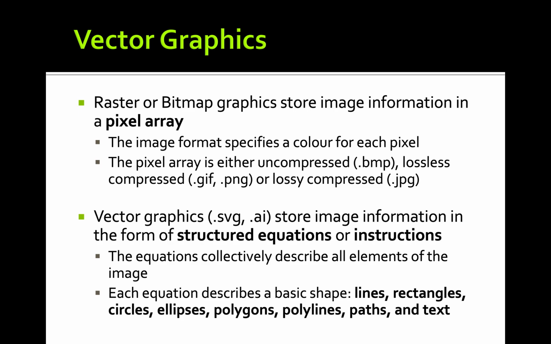Even if we talk about the lossless compression, that is PNG and GIF, or the JPEG, which is lossy compression, they also provide you the same raster image but in a compressed form. But that is the array of pixels that we have. On the other hand, vector graphics store image information in the form of structured equations. Like we can say that x square plus y square is equal to r square is the equation of a circle.